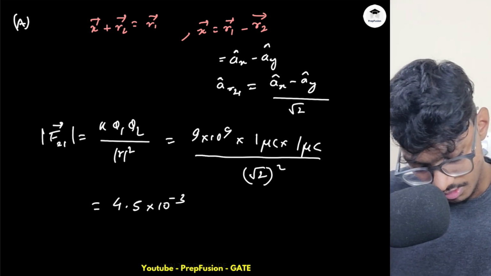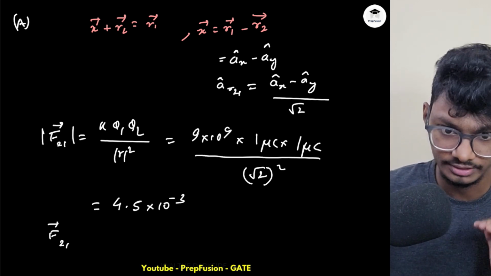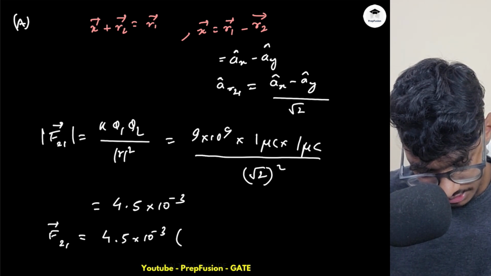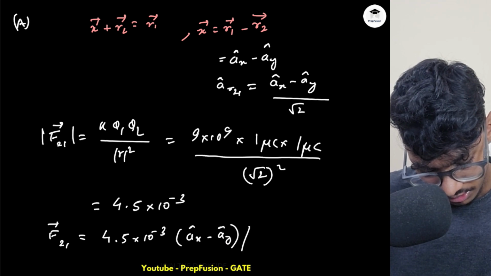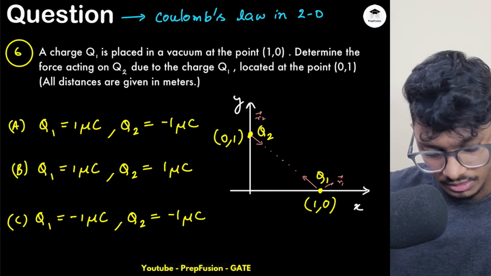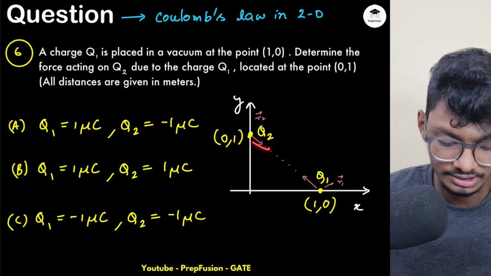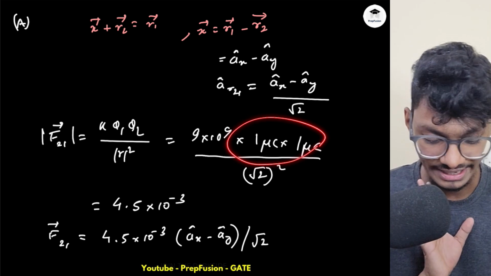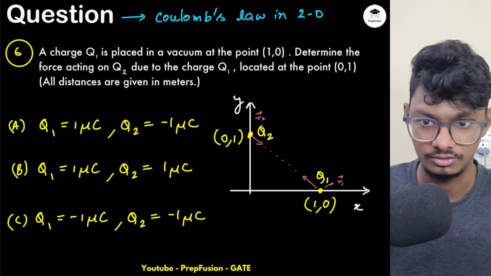Now if I want to write this in vector format, how will I write it? F21 vector will be 4.5 into 10 raised to power minus 3 times (ax cap minus ay cap) divided by root 2. So no need to worry about anything. First assume the direction where they are going, then you write down the direction properly, then you write the magnitude of the forces. The signs I am not taking here because they have already been taken care of.